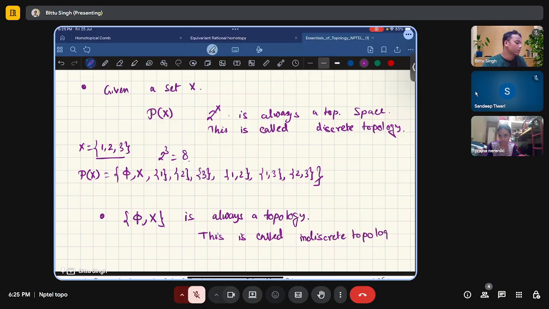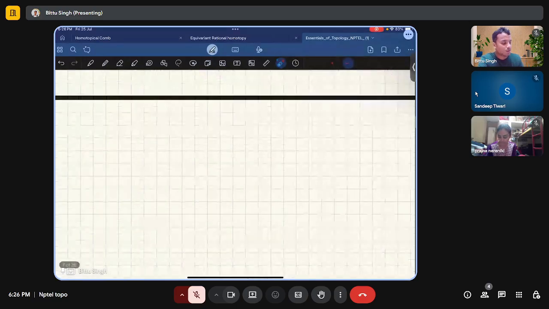Very trivial. Those two kinds of topology are very trivial. It has everything, and it does not have anything other than empty and X. So those are a few examples. Maybe I can write several other examples. You are also familiar with those two topologies.